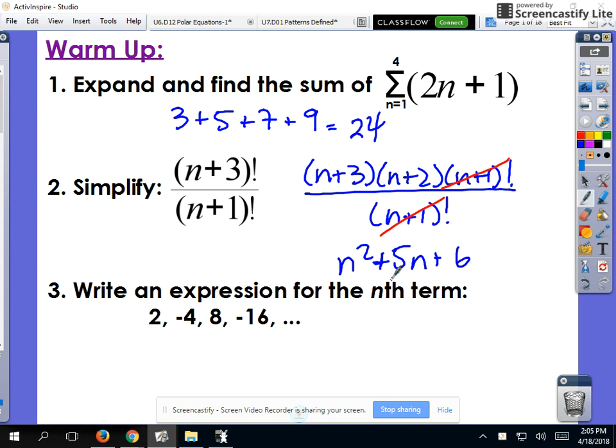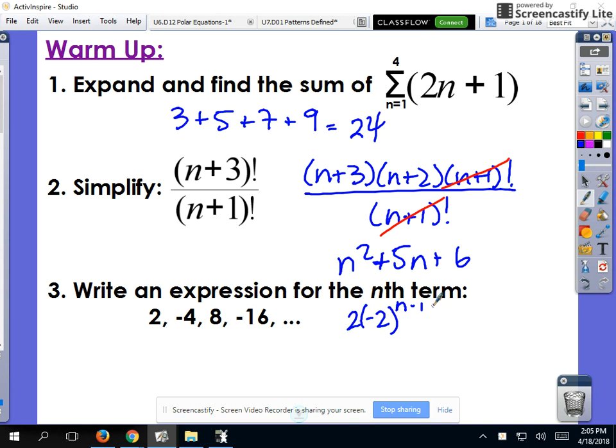For number 3, it says write an expression for the nth term. So we can see that we're multiplying by -2 every single time. We're going from n equals 1, let's not do this with summation, because it doesn't say the series, just the nth term. So that would be 2 times -2 to the n minus 1, it looks like. I think that would work.